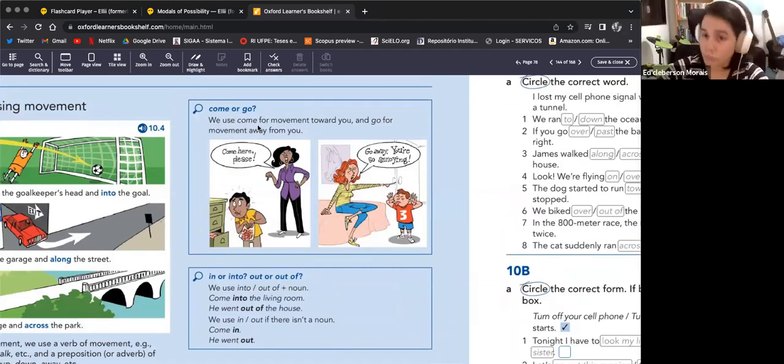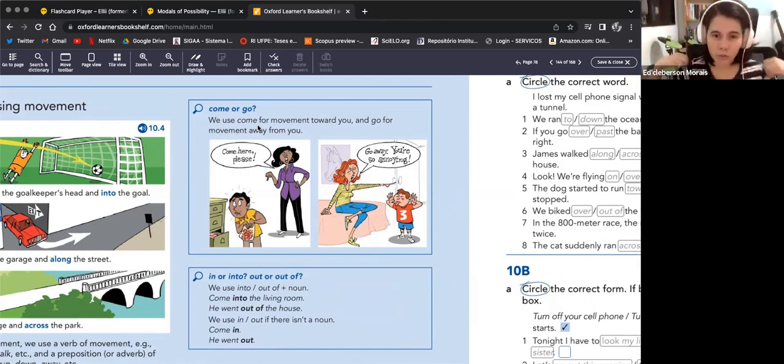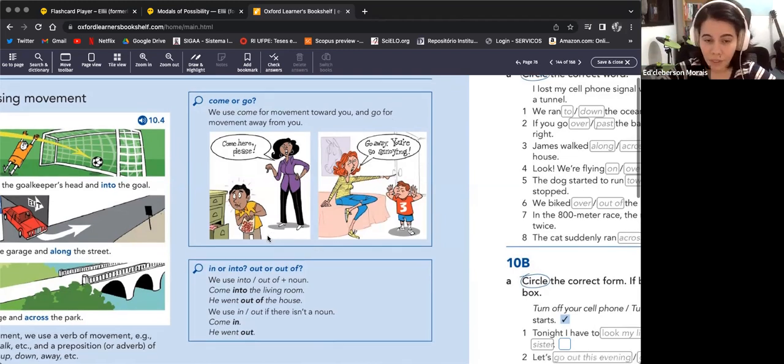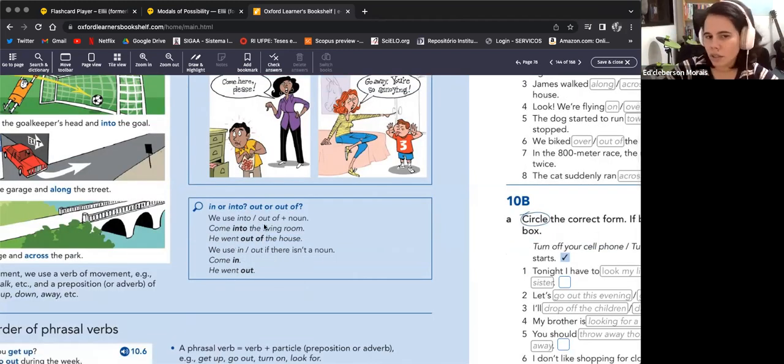We have come and go, okay? We use come for movement toward you. So when something is coming for you, you use come, okay? And you use go when the movement is going to be away from you, okay? So come is towards you and go is away from you. It has a distance, okay? It is not coming, it is going, okay? So they are opposites.